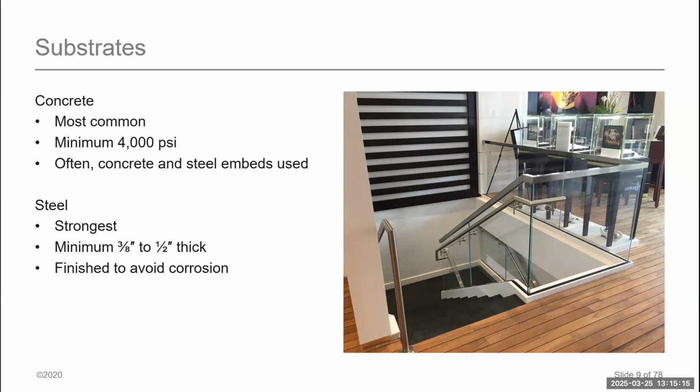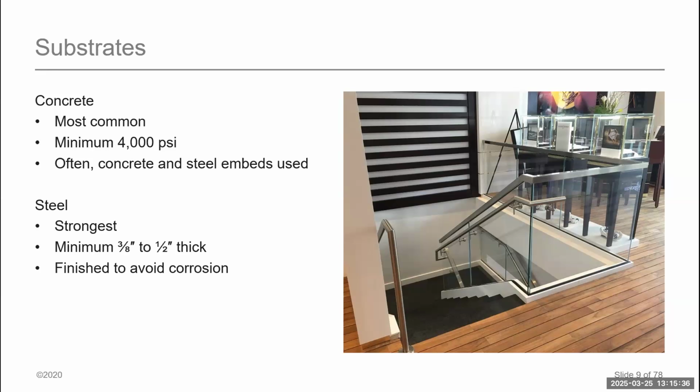Now, one of the things we like to do in the market is get the guardrail as close to the edge as possible. What we can do in concrete is use something called a two-part anchor, typically referred to as a chemical anchor, that will allow us to get that edge distance down to about 2.5 inches.